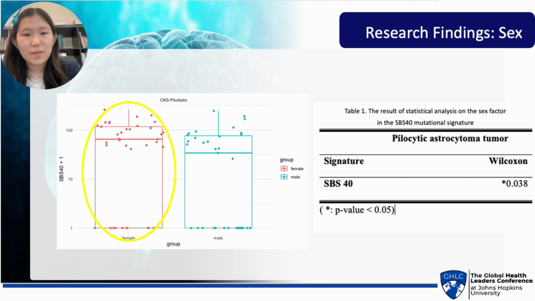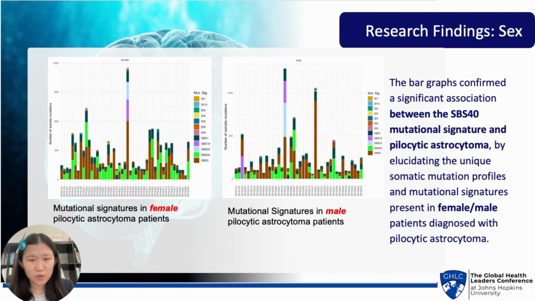Regarding the sex factor, my research found that the SPS40 mutational signature in pilocytic astrocytoma was strongly associated with female patients, with a significantly higher number of somatic mutations observed in females compared to males. I determined the relationship between age and sex clinical features regarding mutational signatures, and the figure illustrates distinct somatic mutational profiles of mutational signatures in female pilocytic astrocytoma patients, for instance, signature SPS40, shown in light green bar.